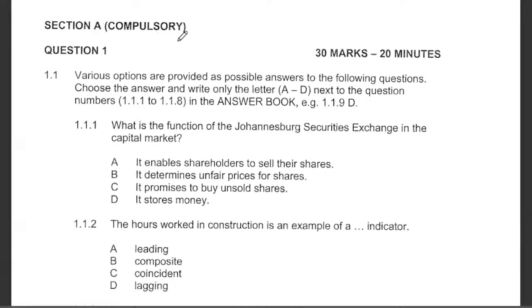Remember, this is compulsory. So now you are expected to answer everything under this question, and you're expected to collect all the given set of marks. Okay, right. So now let's check 1.1. So now 1.1 reads as follows. Various options are provided as possible answers to the following questions. So now choose the answer and write only a letter. An example is given there inside the brackets where it is indicated that you must focus on letter A to D next to the question numbers from question 1.1.1 to question 1.1.8, and you're expected to write the answers in your booklet. And an example is given that whenever you're answering, just select only a letter.